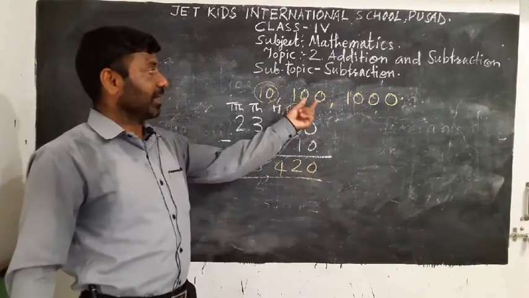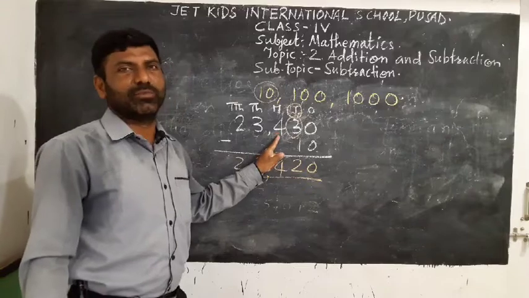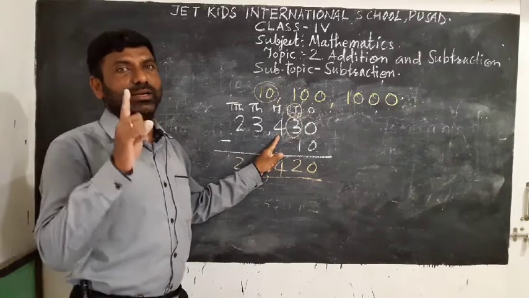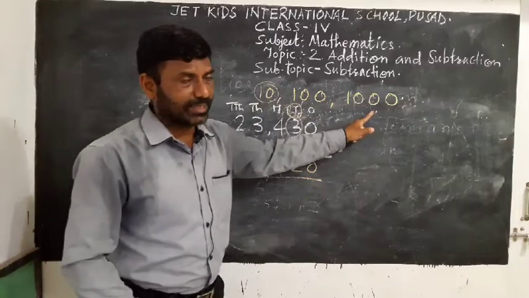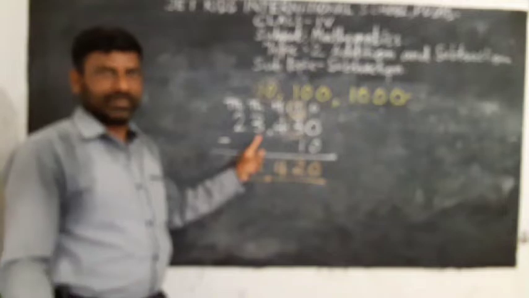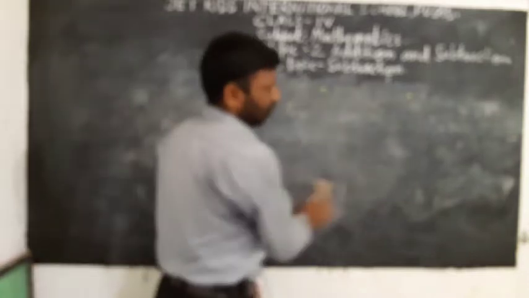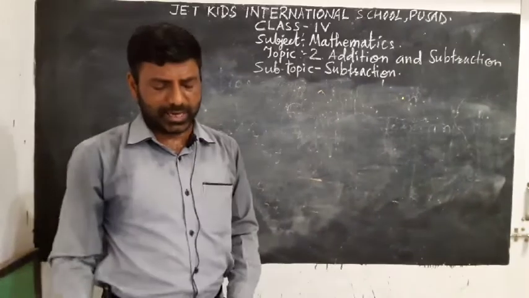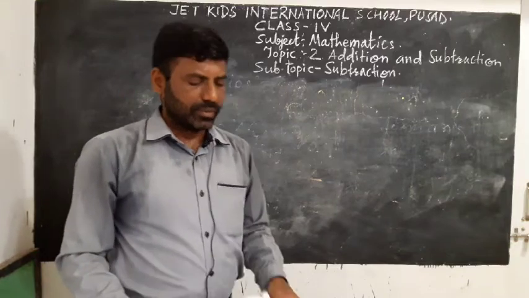If we want to subtract 100 from a given number, the 100 place number will decrease by 1. Understand? If it is 1000, then the 1000 place number will decrease by 1. Got it? That is how to subtract 10, 100 and 1000 from a number. It's very easy, it's an oral thing. Sometimes it will help you in solving problems.